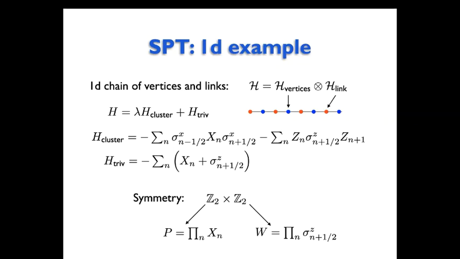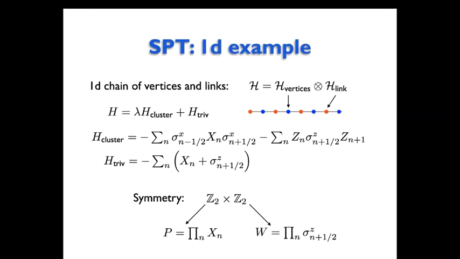Can I ask a question? Yeah. You have sigma x, x, and sigma x. Are the products all tensor products? Yeah, so it acts on the link. Let me take, for example, this is the nth site. So this is sigma x_n acting here, sigma x acting here, sigma x acting here.